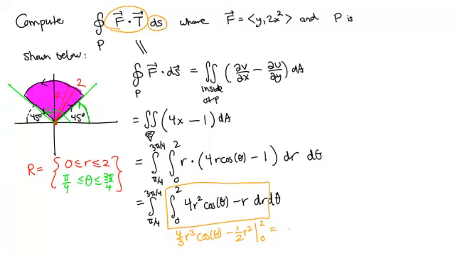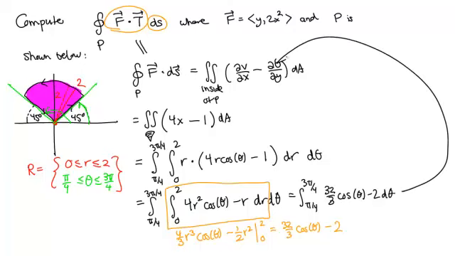So if we plug in r equals 2, we're going to get 4 times 8, or 32/3 cosine of theta, minus, when we plug in r equals 2 here, we'll get half of 4, or 2. When we plug in 0, we're going to get 0, and so that's our iteration. We're going to integrate from pi over 4 to 3 pi over 4 the function 32/3 cosine of theta minus 2 d theta.